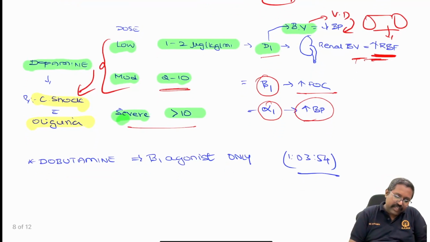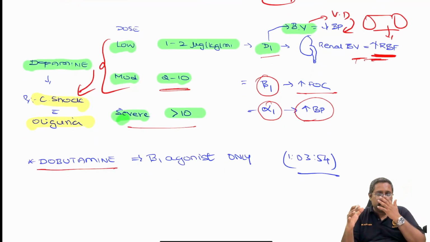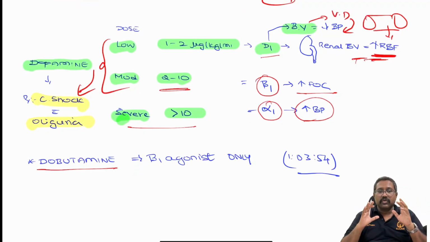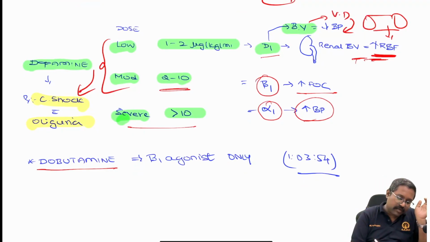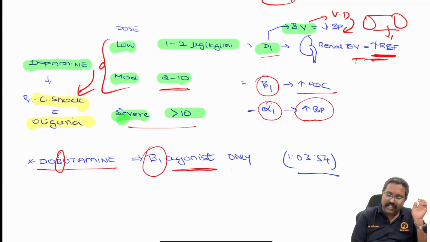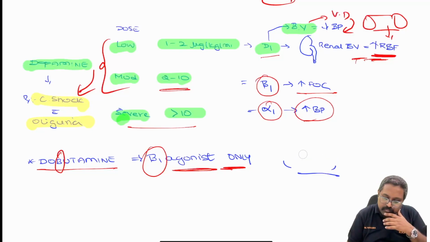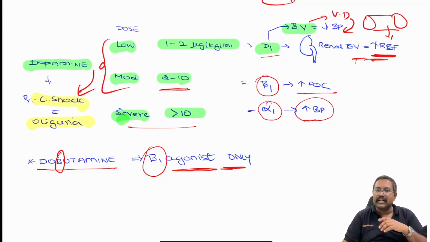So where do we use dobutamine? Dobutamine is used to increase the heart rate. Basically, don't confuse: the name is dobutamine, it acts on DOBA. B is there, so it is a beta 1 agonist. Beta 1 agonist only. Please remember, it is a beta 1 agonist only. Is that clear?